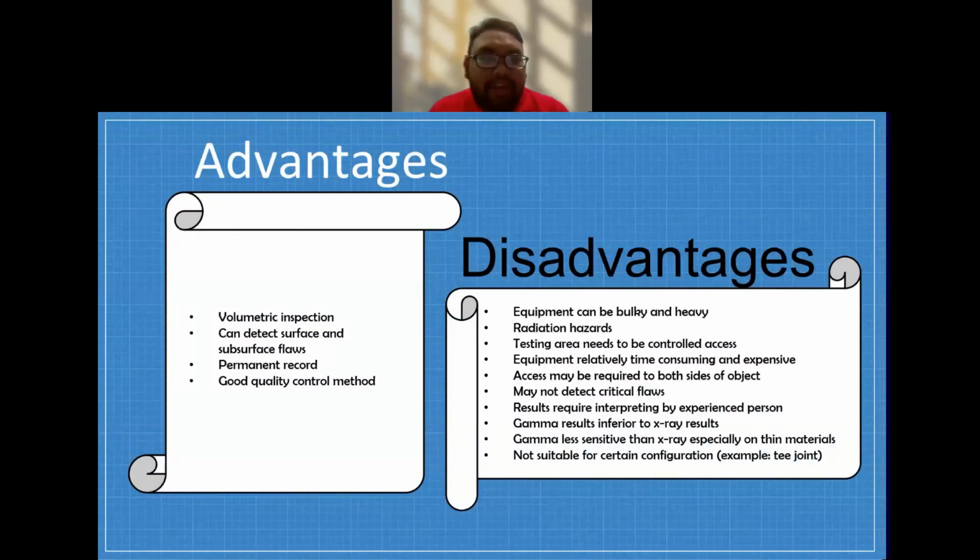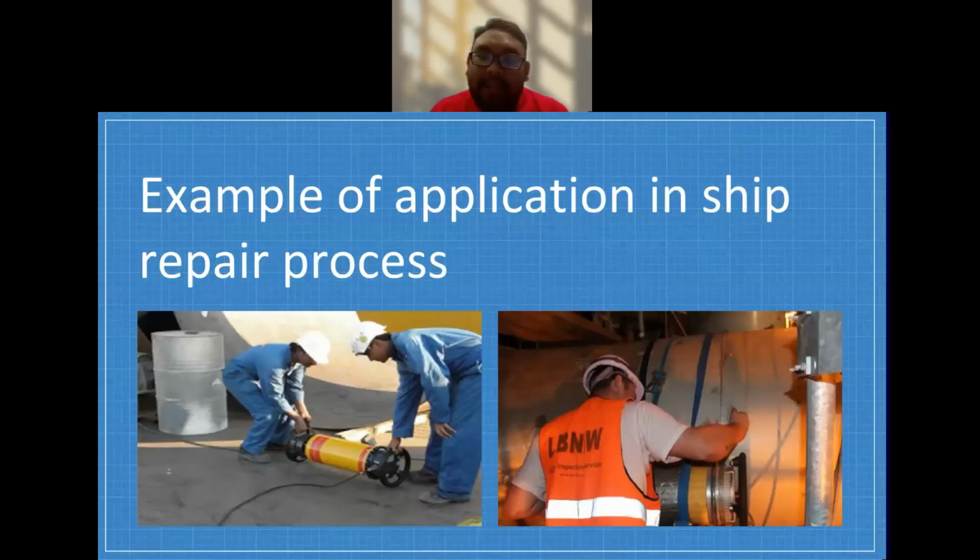RT also has advantages and limitations. The advantage is that volumetric inspection can detect surface and subsurface flaws, while for the limitations, equipment can be bulky and heavy, and you also have a hazard of radiation. This is an example of an application in the ship repair process.